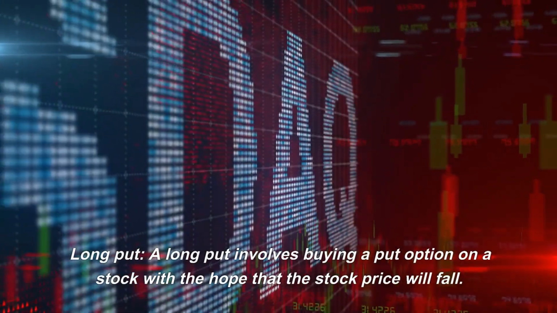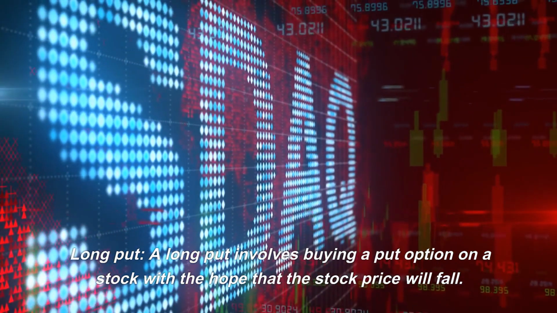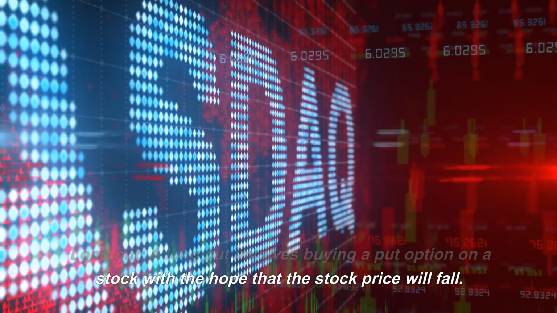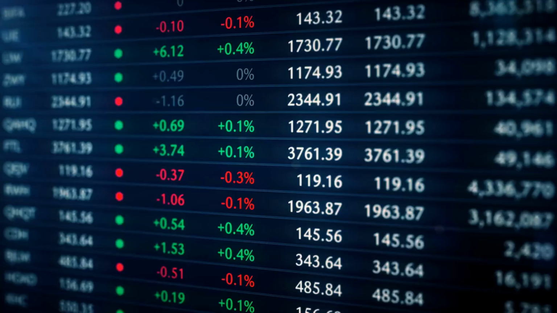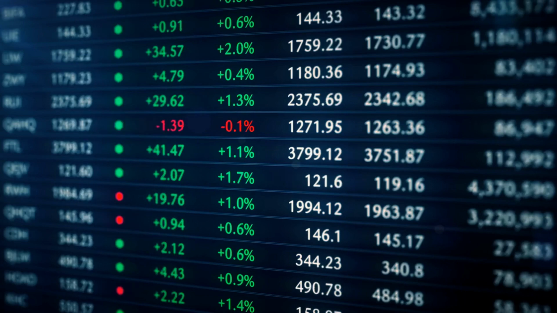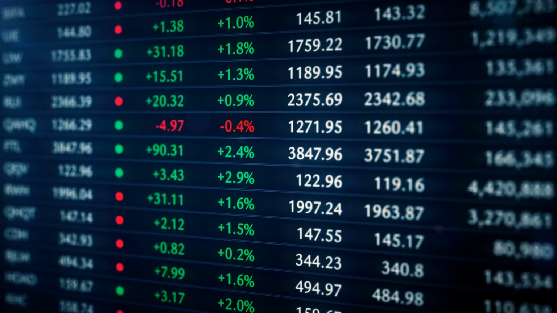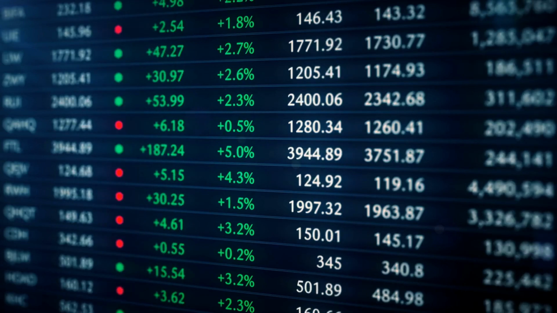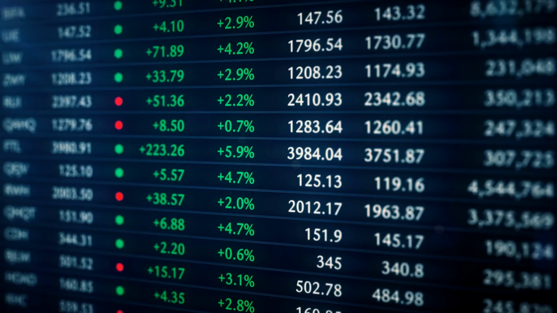Long put. A long put involves buying a put option on a stock with the hope that the stock price will fall. This strategy allows the trader to profit from a downward move in the stock price while limiting the potential loss to the premium paid for the option.